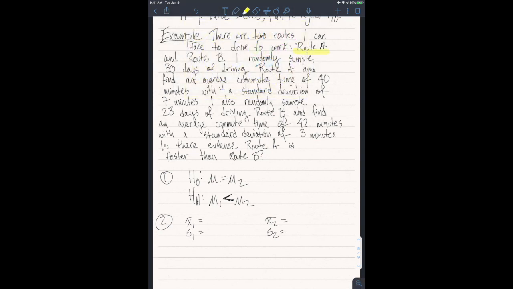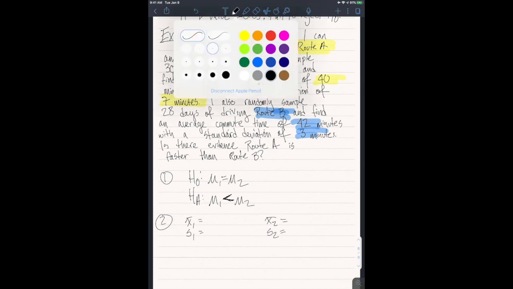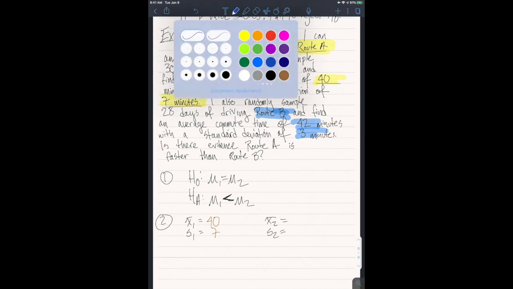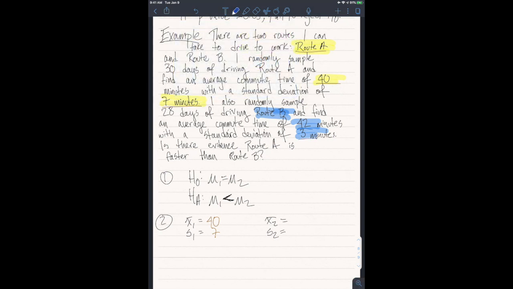So route A, I randomly sampled 30 days of driving and found an average commute time of 40 minutes and a standard deviation of 7 minutes. And for route B, I found an average commute time of 42, standard deviation of 3. So let me write those down. Right, route A, 40 minutes, 7 minutes. The average I found for route A was 40, and the standard deviation was 7. And for route B, it was 42 and 3.